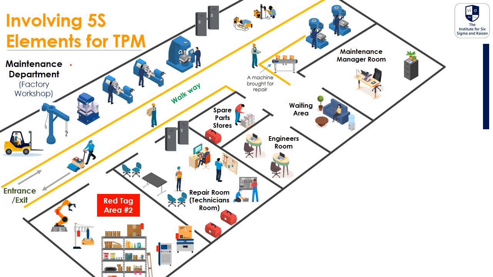or the factory workshop. Generally, the layout of the factory workshop will look like this. We will see some fixed machines, maybe like the hydraulic press, then the lathe machines, then the milling machines or the drilling machines, then the welding area, then the assembly area, then the maintenance manager's room, then the area for the engineers, then the technician's room, then the spare parts room, and maybe a waiting area.